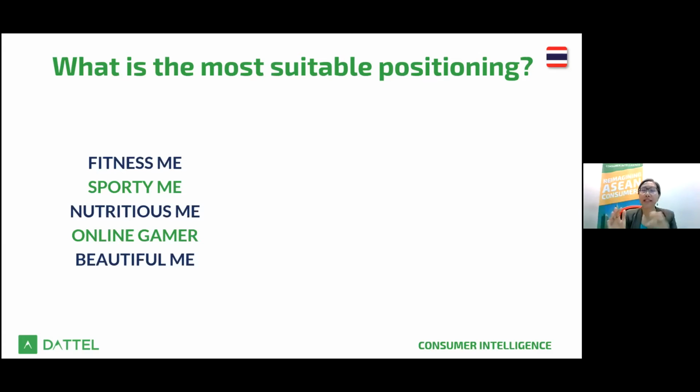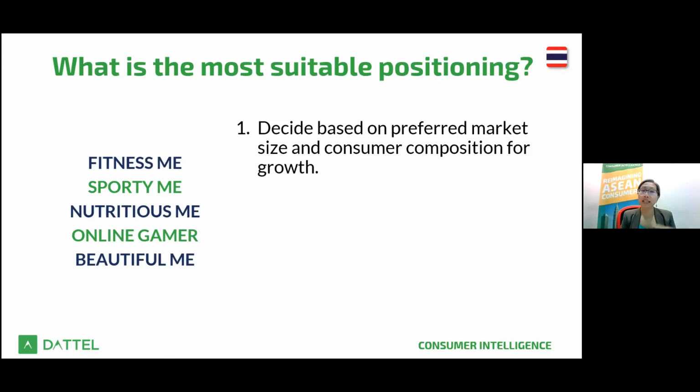It's really up to the user to determine how many different behavior archetypes you want to see and assess to determine the positioning that fits best. By looking at these five, you could decide based on the preferred market size, the consumer composition, and also, as the business owner you would probably know best, the competitive landscape within that particular product category.